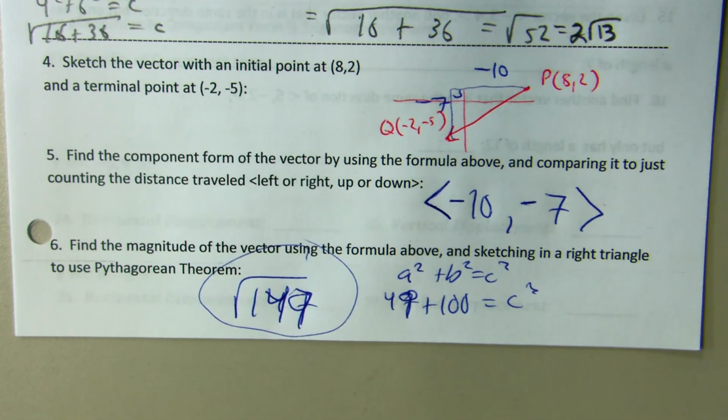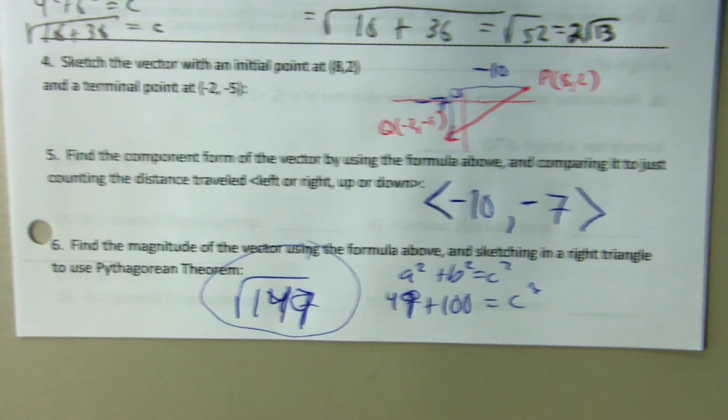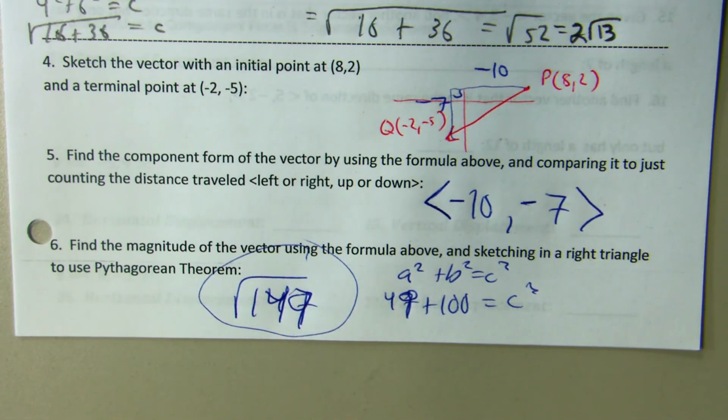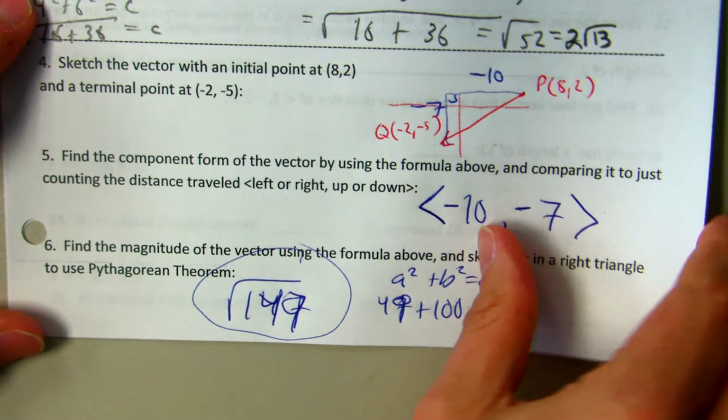So it's almost mostly vocabulary here. Knowing what magnitude means, knowing what component form looks like, and what it means. It's not that it's difficult, though. Let's move forward to the next page and talk about something else.